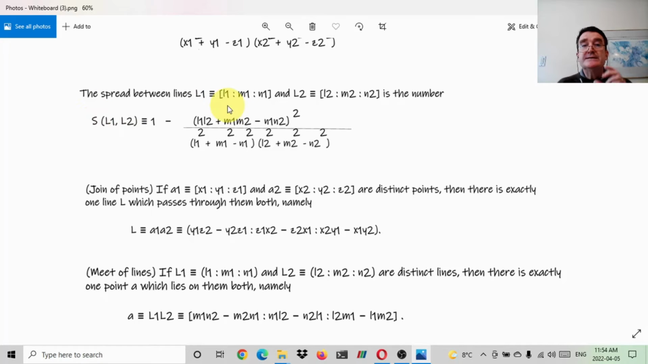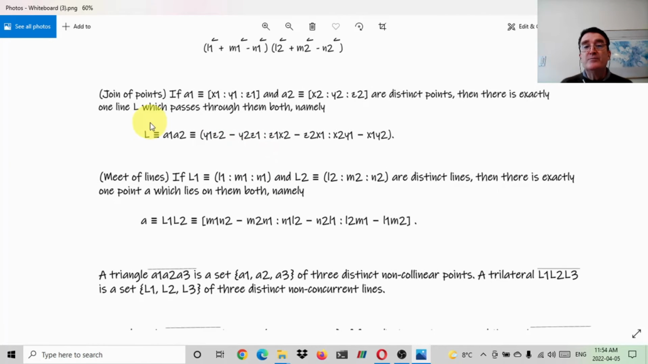The spread between lines L1 = [L1, M1, N1] and L2 = [L2, M2, N2] is the number S, defined as 1 minus (L1 L2 + M1 M2 − N1 N2) all squared, all divided by (L1² + M1² − N1²) times (L2² + M2² − N2²).